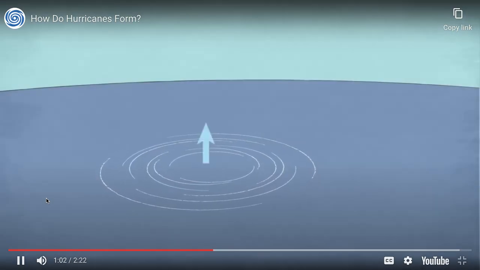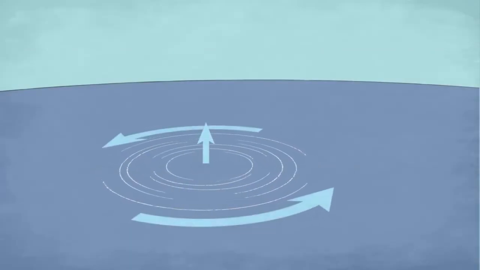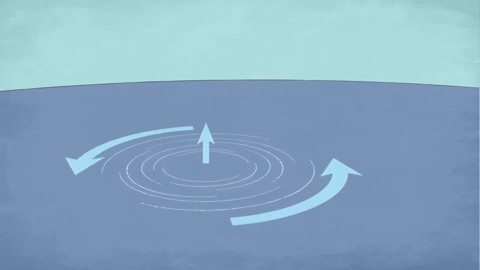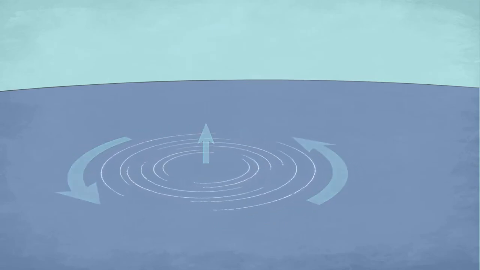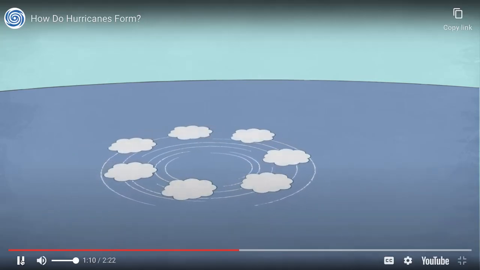As the warm air continues rising upward, the winds begin blowing in a circular pattern around a center. The spiraling winds gather up a cluster.